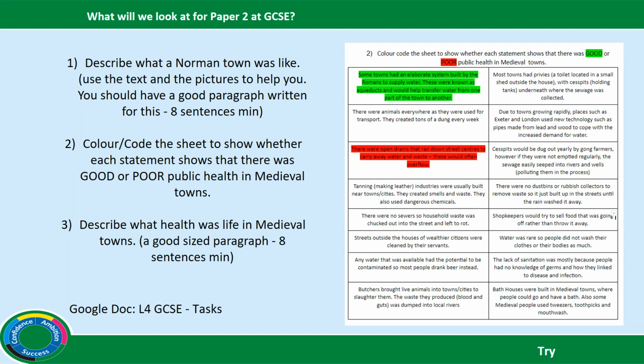problems? And your third task is to describe what health was like in a medieval town. Now you're going to use the statements you've been color coding to help you with this. Try and give me some detail in your answer and make sure you are writing in full sentences. So while you give this a go, please press pause and ensure you are completing this on the Google Doc.